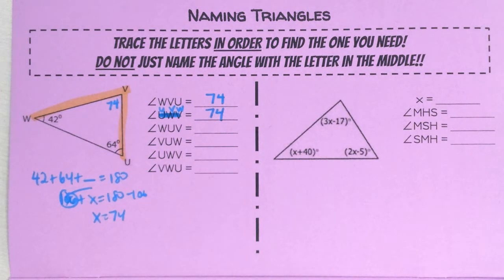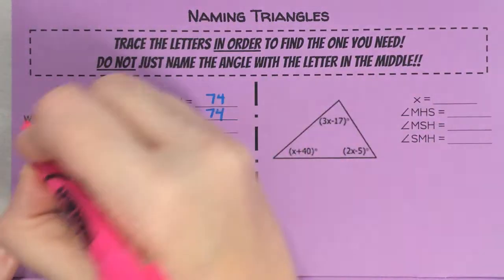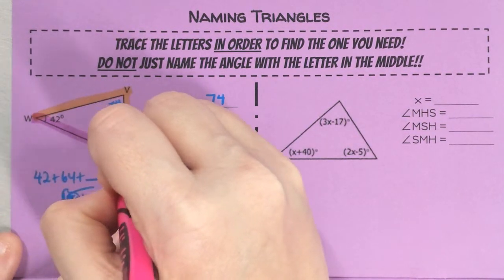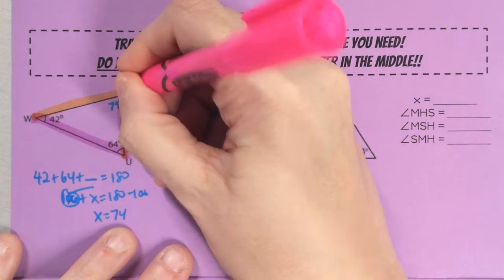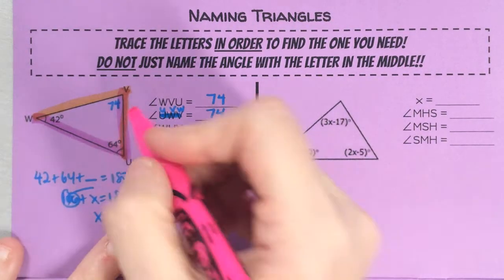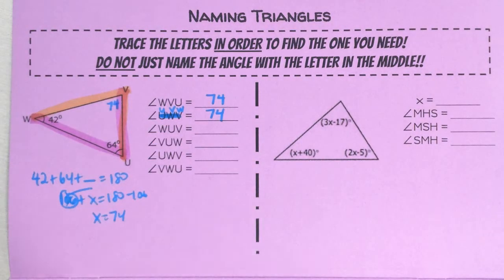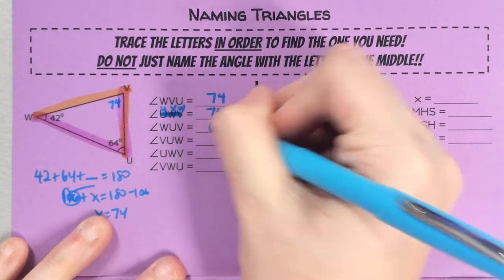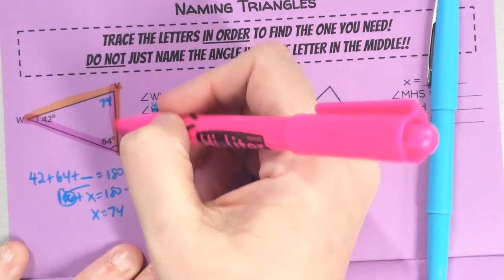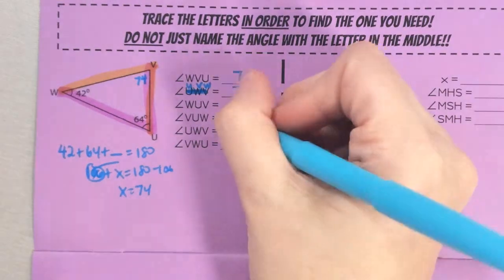Now with a different color, I'm going to show you how we would find angle WUV. So again, I start with W, I trace over to U, and up to V. And what's in the middle? 64 degrees. So 64 is what I'm looking for. Same with VUW, which is also 64.